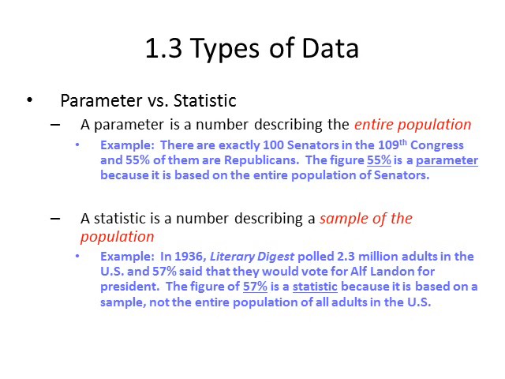A statistic is a number describing a sample of the population. For example, in 1936, Literary Digest polled 2.3 million adults in the U.S., and 57% said that they would vote for Alf Landon for president. The figure of 57% is called a statistic because it's based on a sample, not the entire population of all adults in the U.S. So one way to keep these straight is to identify parameter with population, they both start with P, and statistic goes with sample, and they both start with the letter S.